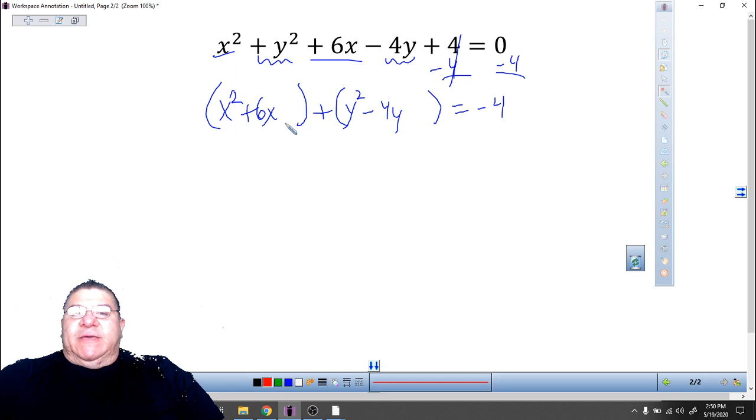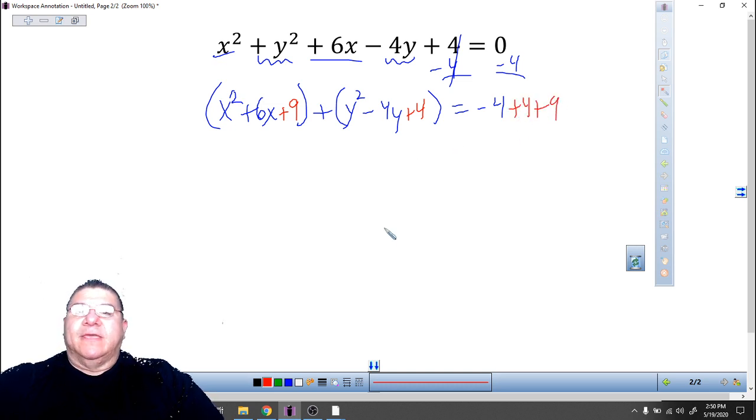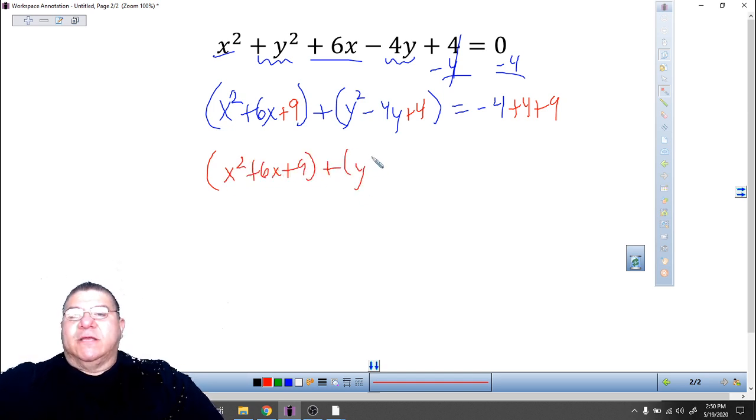Now why do we need the space? Because we're going to complete the square. So what is 6 divided by 2? 3. What is 3 squared? 9. Remember that? Negative 4 divided by 2 is negative 2. Negative 2 squared is 4. And what we do to one side, we do to the other, so plus 4 plus 9. So we end up with x squared plus 6x plus 9 plus y squared minus 4y plus 4 equals, these cancel, we're left with 9.